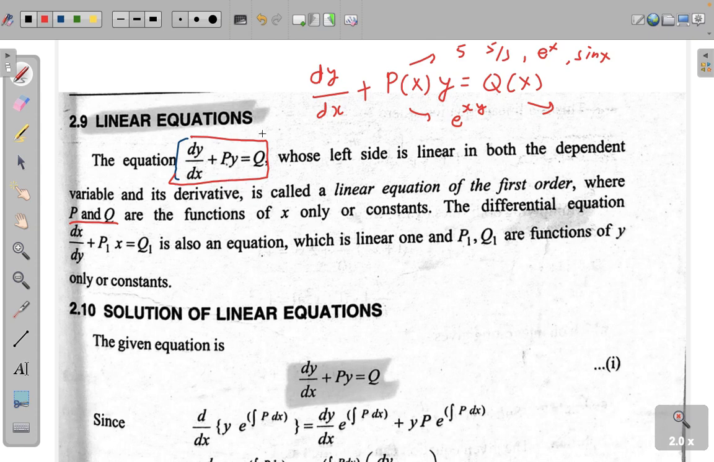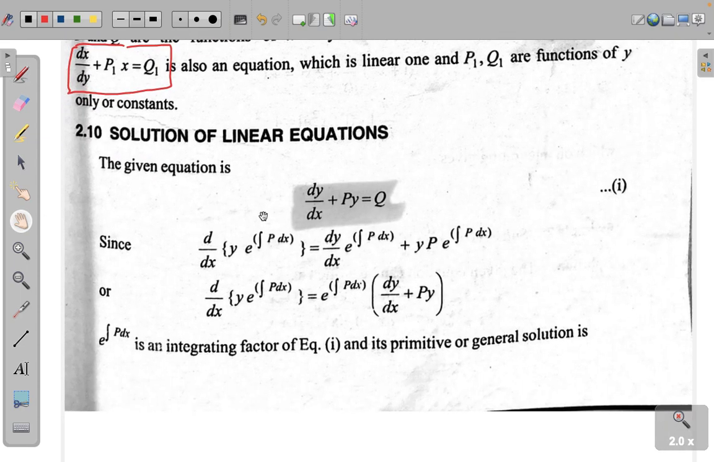So this is a linear differential equation of first order and first degree where y is dependent and x is independent variable. Similarly, this differential equation is linear differential equation of first order and first degree where x is dependent variable and y is independent variable. So because in this differential equation the independent variable is y, here p1 and q1 are functions of y only or constants. ठीक है.